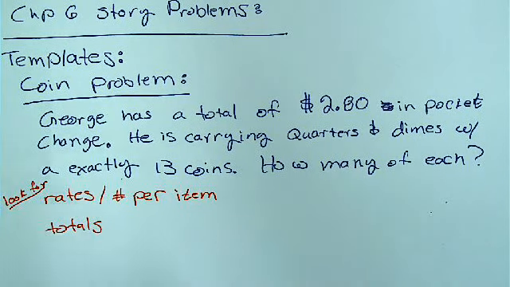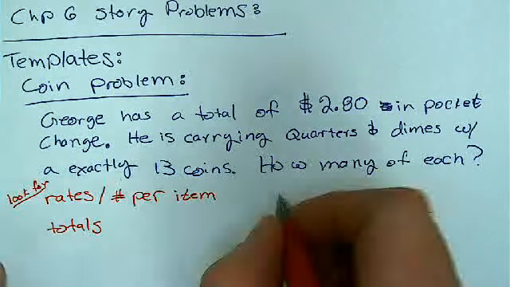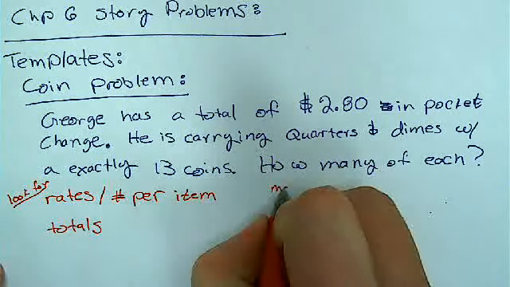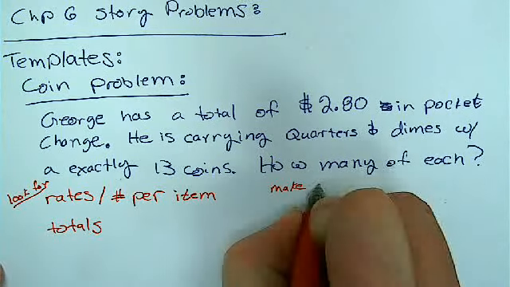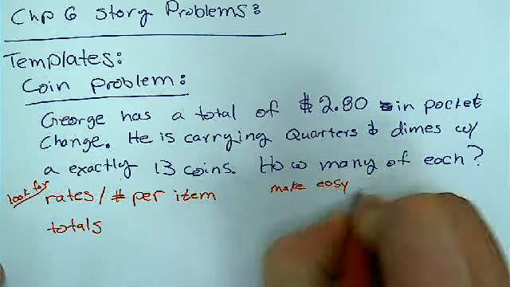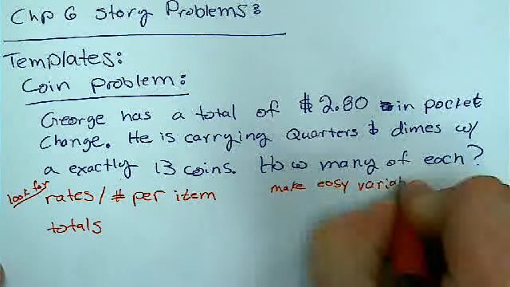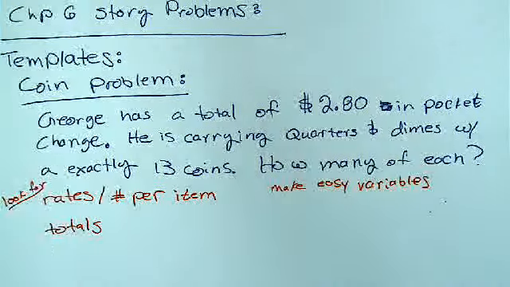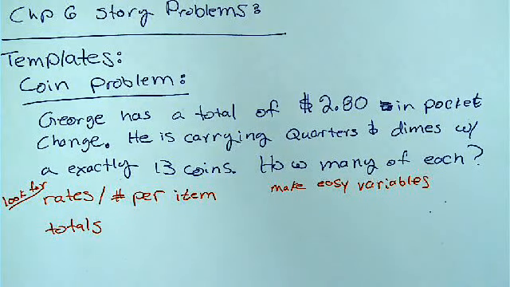Okay, so the other thing to mention, guys, make easy variables. That's another kind of a tip. There is no rule that says you have to use X and Y, because we do a lot. Sometimes with a story problem, it's easier to use letters that make sense for the problem. Like in this one, X and Y probably aren't going to be my best choices.